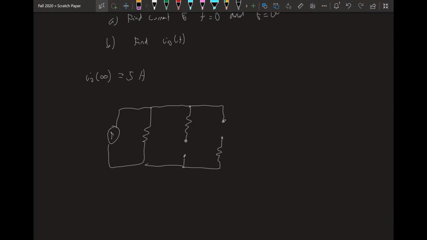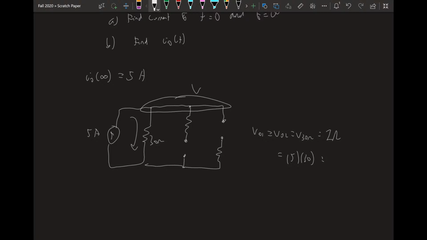The voltage across both the parallel branches, we want this voltage up here. All the current from the current source flows down here. So we can calculate that V open 1 equals V open 2, which equals the voltage across the 30 ohm resistor, which equals IR according to Ohm's law. This is a 5 amp current source, this is a 30 ohm resistor. So 5 times 30 equals 150 volts.